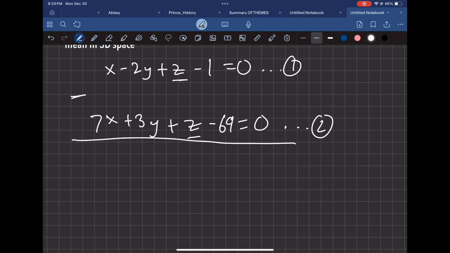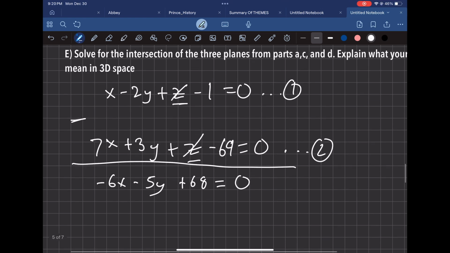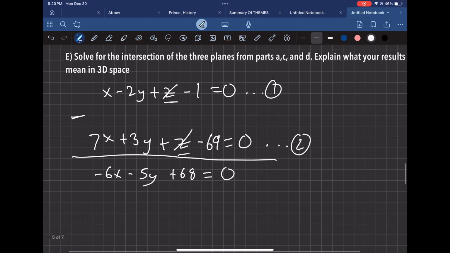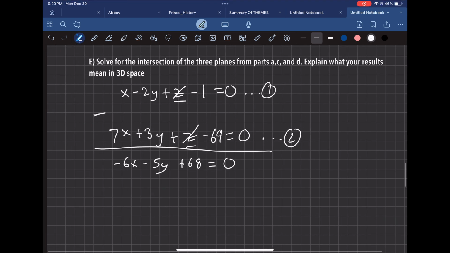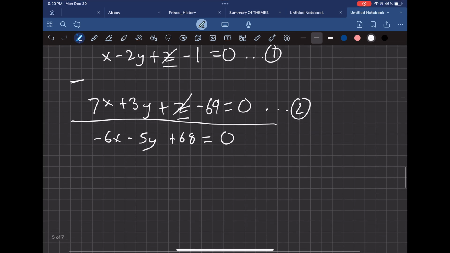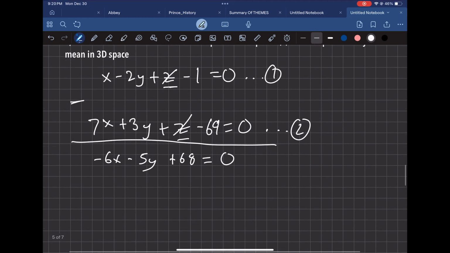So x minus 7x is negative 6x, negative 2y minus 3y is negative 5y, z minus z cancels out, negative 1 minus negative 69, so negative 1 plus 69, that's positive 68, equals 0 minus 0, which is 0. So that is our first equation that we can use.